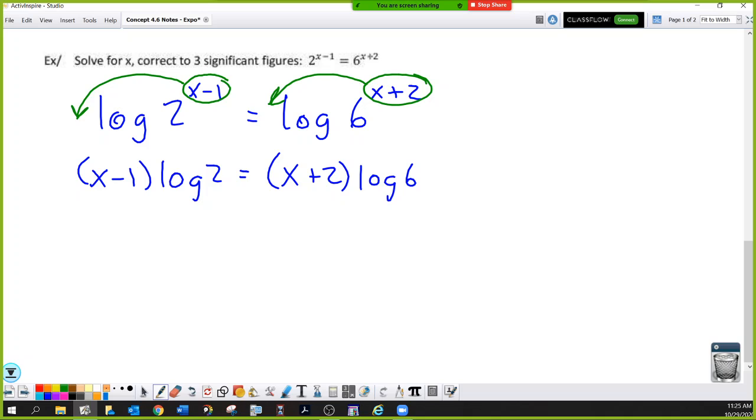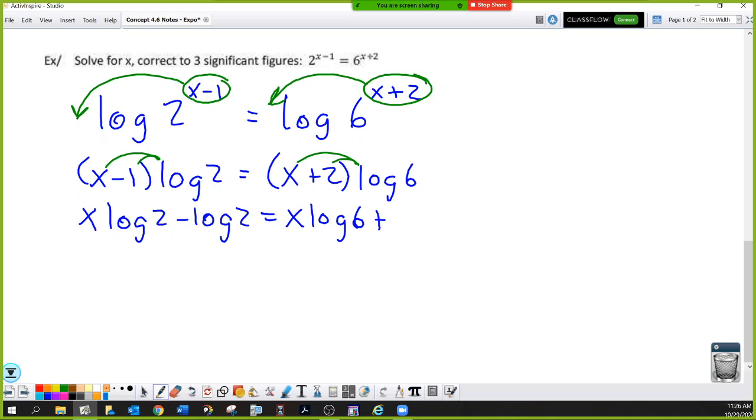And whenever you have numbers sitting on the outside of parentheses, what can you do? Somebody said it. Distribute. That's going to give me x times the log of 2 minus log of 2 equals x times the log of 6 plus 2 log 6.